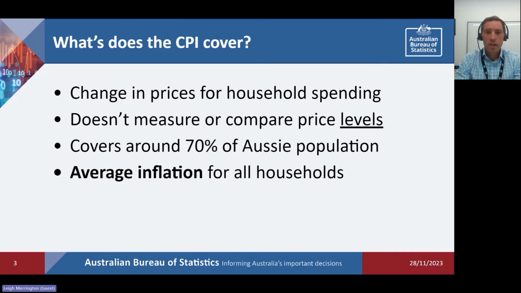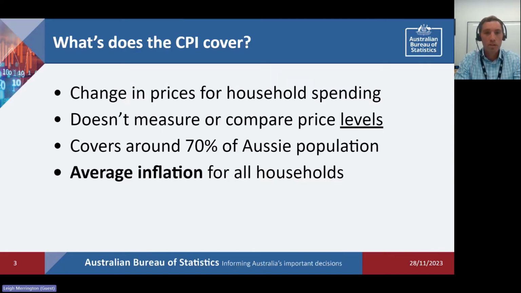The CPI covers around 70% of the population, so this is the 8 capital cities. We don't include regional areas, as collecting prices in those regional areas has been too expensive in the past. We do have some new data sources which do cover those regional areas, but at this point in time, we focus on the capital cities.